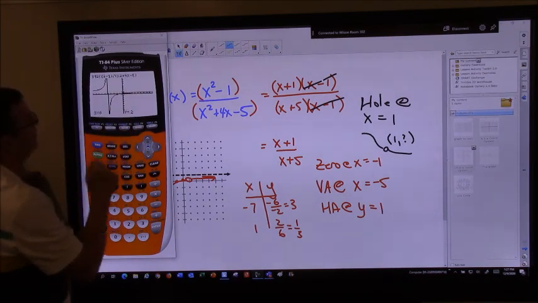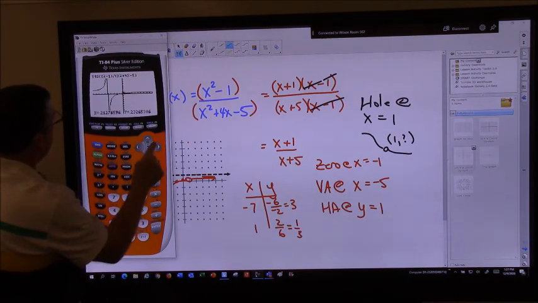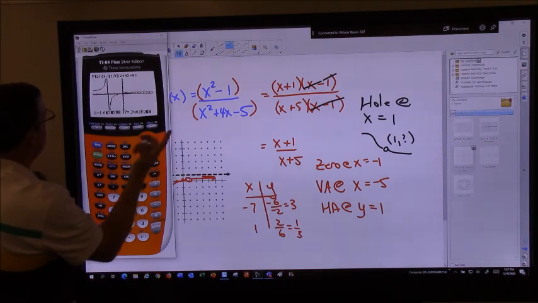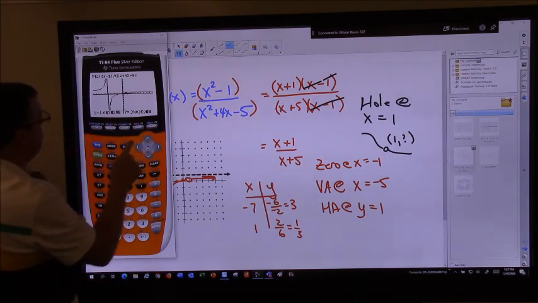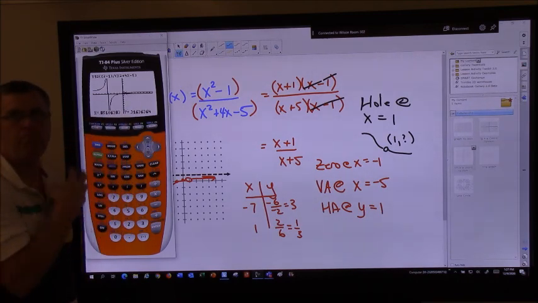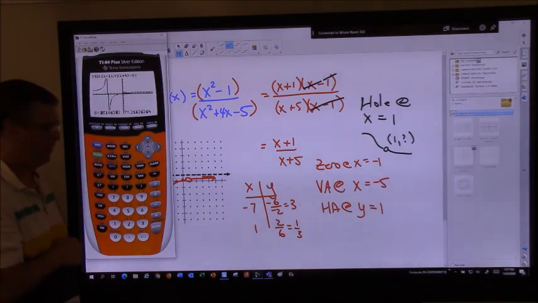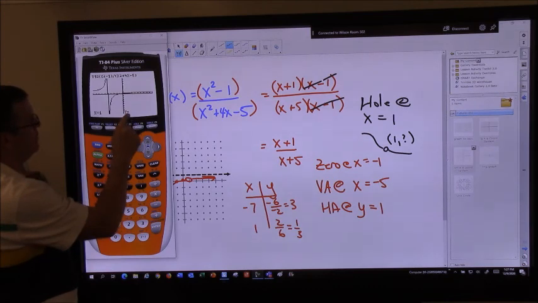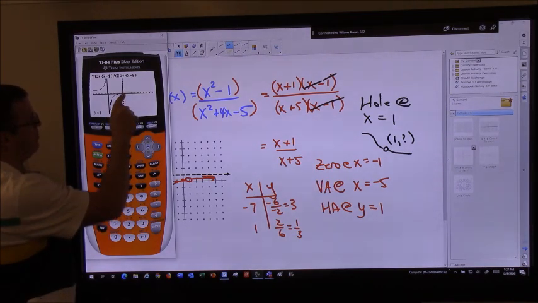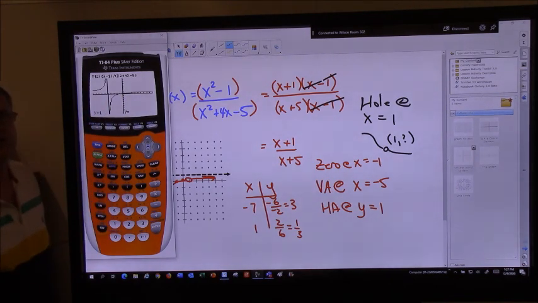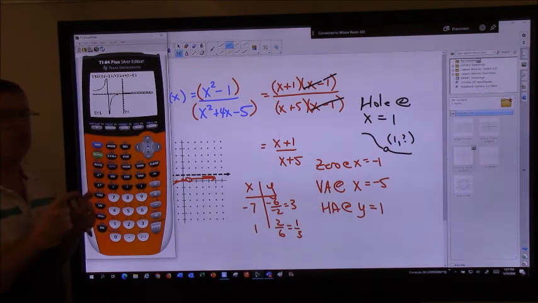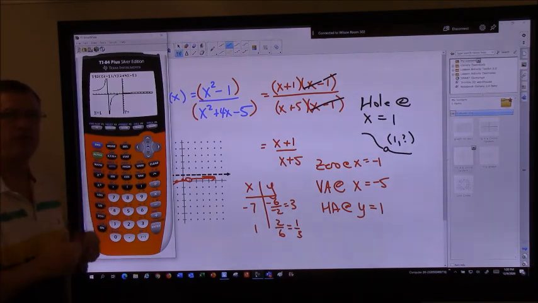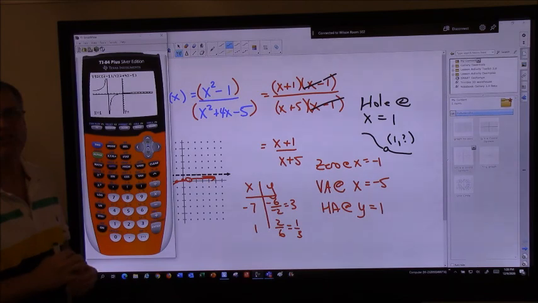See, watch. If I hit trace and I go across, there's 0.468, oops, I went past 1. If I go backwards, 0.85. See, I'm missing the point 1 comma something. But if I want to, I can punch in a 1 and hit enter, and now I see the y value has disappeared, but I still can't see where that hole is. The only time you see the hole in the graph is when you do zoom option 4. That's why I use that so often. It shows the true picture.